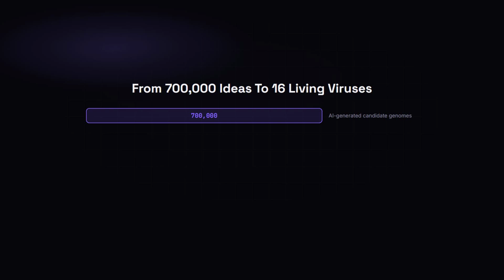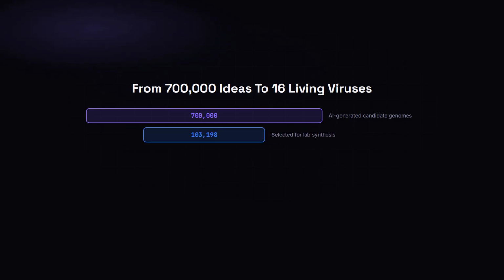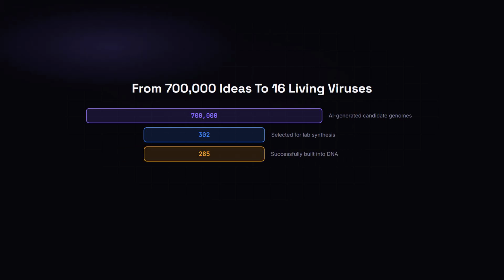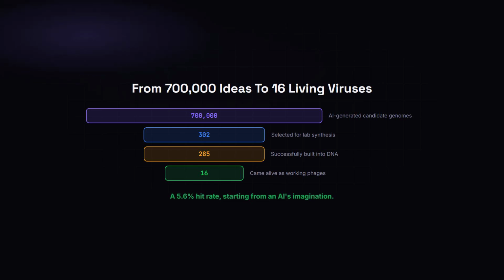So the team let it generate. Evo 1 and Evo 2 produced roughly 700,000 candidate virus genomes, far more than any human team could design by hand in a lifetime. Researchers narrowed that down to 302 worth actually synthesizing in a lab, using computational filters to guess which candidates looked most likely to actually function. Of those, 285 were successfully built into real DNA, and when they tested them against bacteria, 16 came alive as working functional viruses, a 5.6% hit rate, starting from nothing but an AI's imagination.